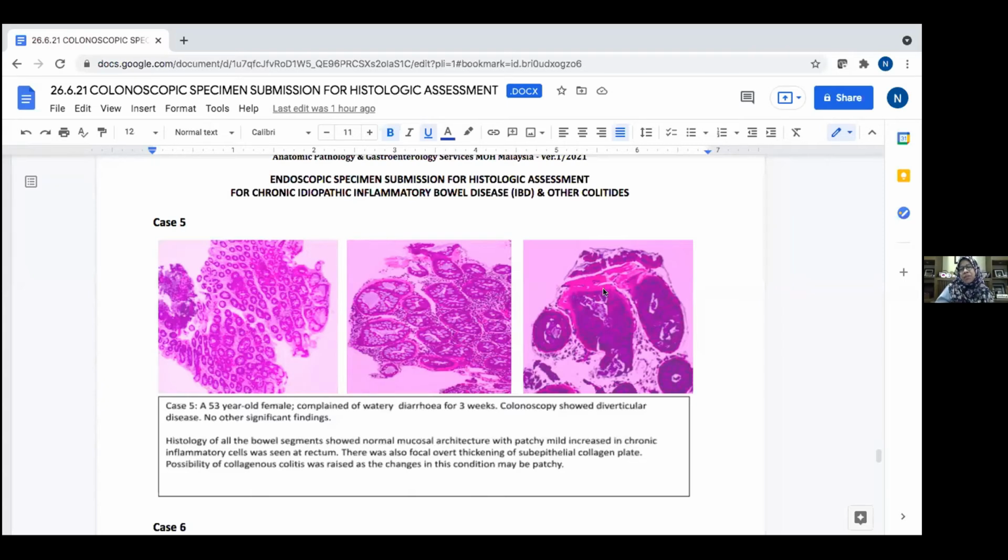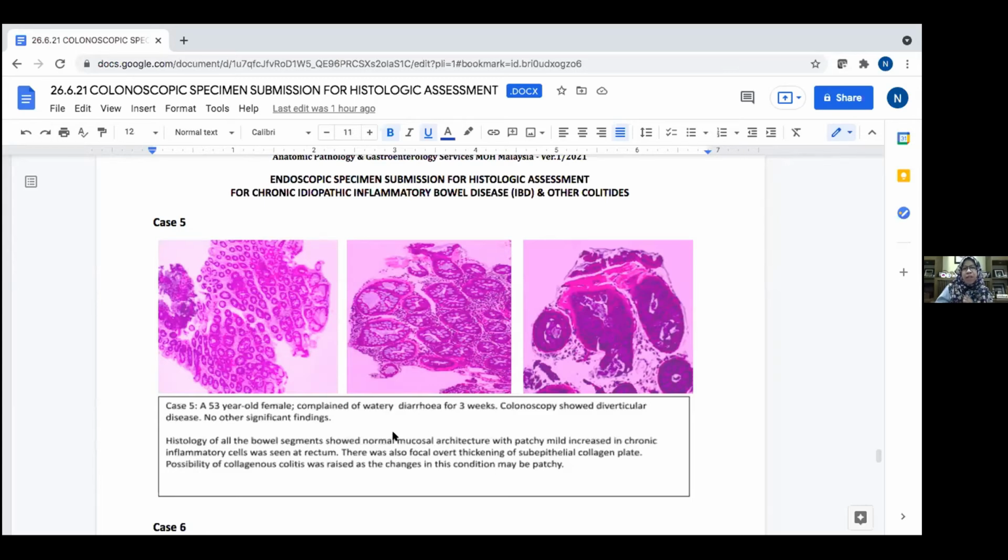Sometimes it can be quite confusing whether the so-called thickened subepithelial collagen plate could be due to tangential cut. This is not a tangential cut because you can see the nuclei of the surface epithelium are nicely aligned, single layered, not pseudostratified. So, single layered, nicely aligned nuclei of the surface epithelium. This is a significantly thickened collagen plate.